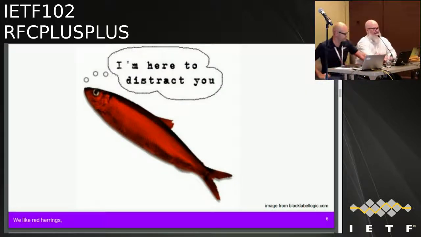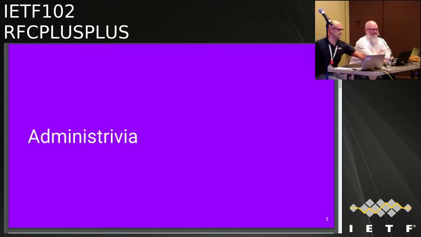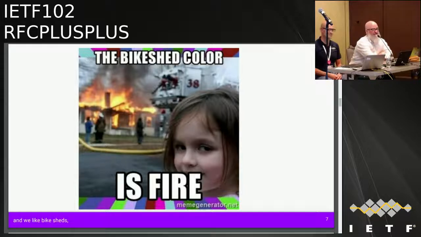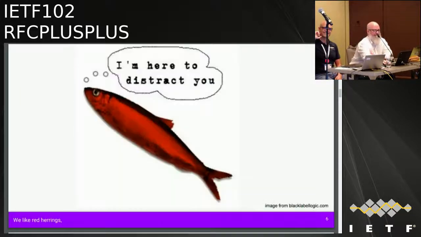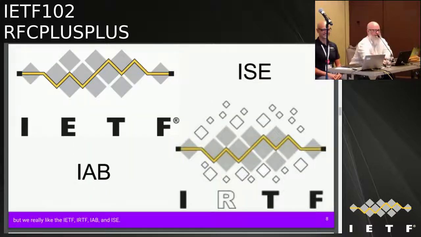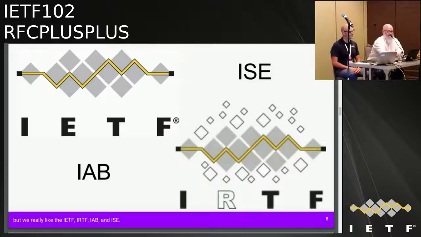So before we get to that, let's just start off with a little bit of humor and keep it a little bit light. We love red herrings. We think that they're really great. They're very tasty. We also love bike sheds. This is probably my favorite picture. Sorry? Oh, sorry. So we love red herrings. They're very tasty. We also love bike sheds. This is the IETF. But really what we're here for is pretty much all of the streams, right? The IETF, the ISE, the IAB, and the IRTF, the whole community.